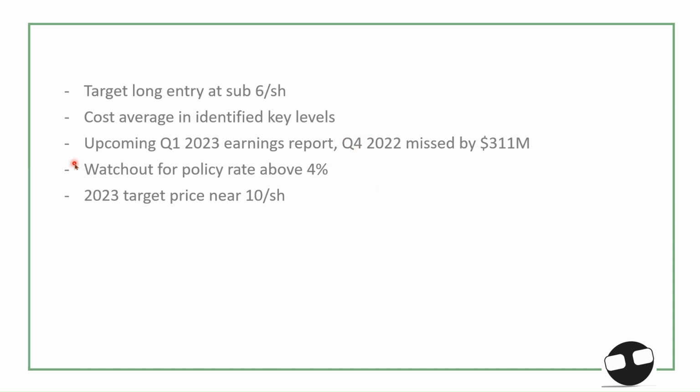And then we're also going to consider the upcoming earnings report. We also noted that in Q4 2022, the company missed the earnings by around 311 million, adding to the negative sentiment of the market. And then we're also going to watch out for the policy rate of the Eurozone to pick up above 4%. So we all know that a policy rate is actually a determinant of what we call the discount factor in evaluation of our stock positions. And our target price for 2023 is actually at $10 per share.